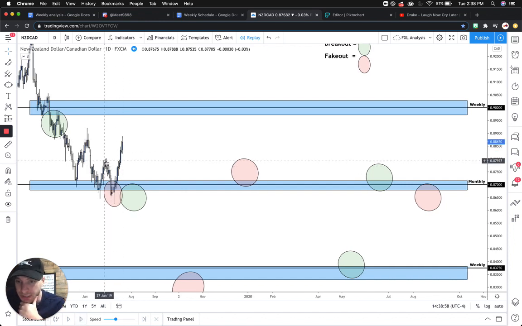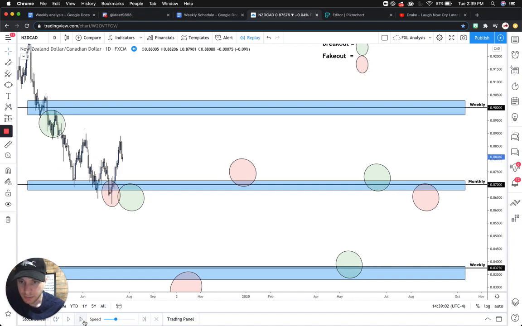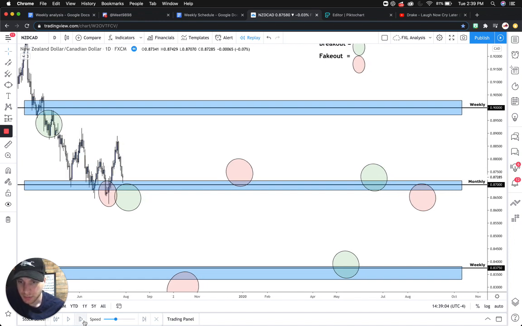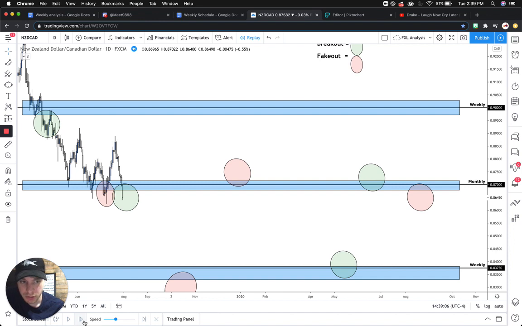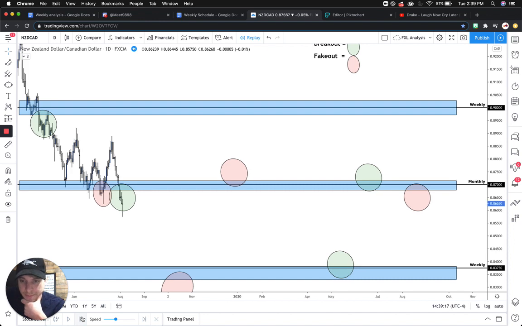Pulls back through this lower high. Okay, comes up to test this high here. Okay, engulfing, comes back down, breaks through the monthly. Are we going to enter? No. We're going to wait for that lower high. It's a good sign, though. We want to see a break with good volume, no wick. So this is a good sign. Let's see what happens.